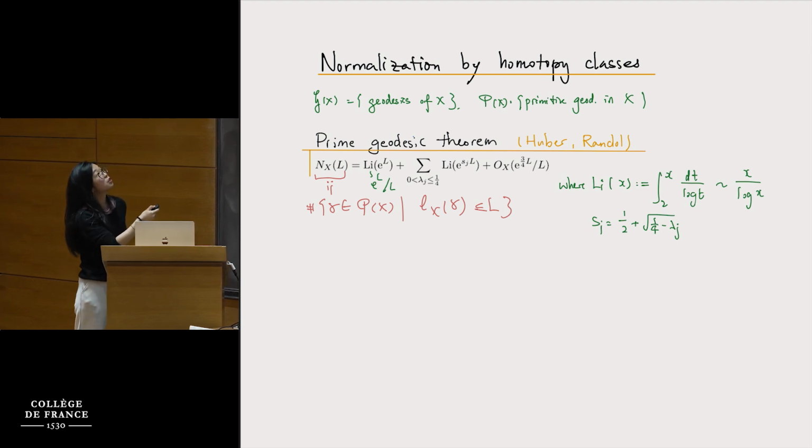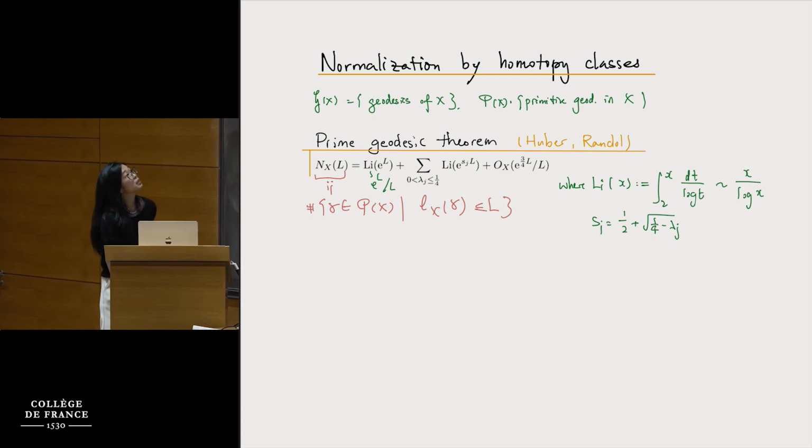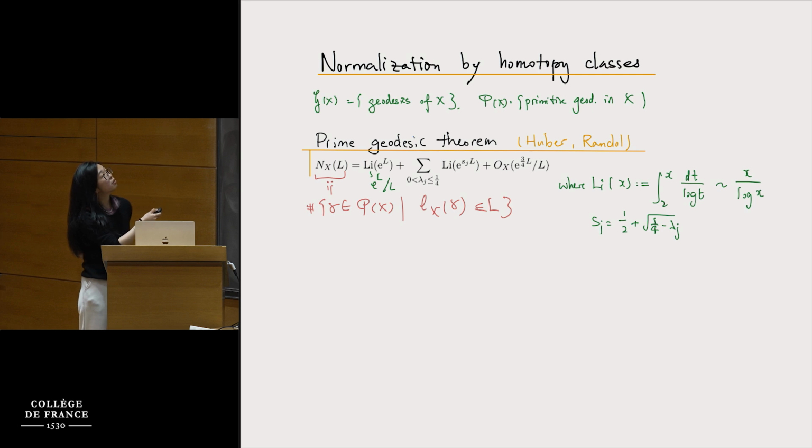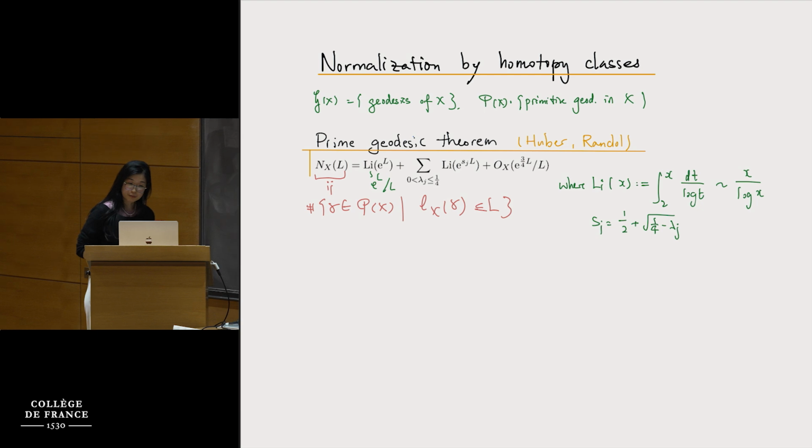I denote G of x all the geodesics of x, P of x all the primitive geodesics of x. The prime geodesic theorem says that the number of primitive geodesics of length less than L has an expansion, where the first leading term is the Li function of exponential L, which I recalled here. So it's asymptotically just exponential L over L. And there are lower order terms, which depend on small eigenvalues of the Laplacian.